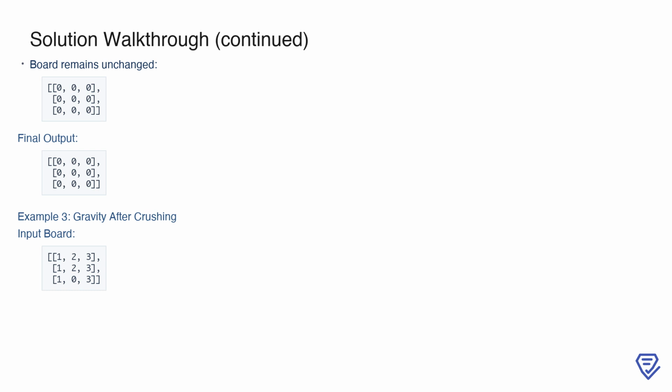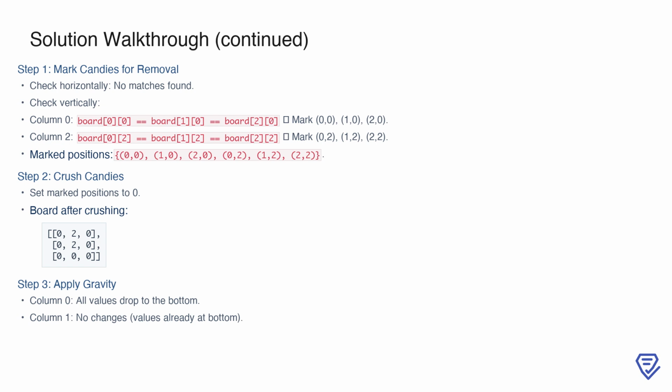Now, we move into a scenario that introduces gravity after crushing. In this new input board, while there are no horizontal matches, there are vertical matches in columns 0 and 2, which we will identify and crush in the upcoming steps. We start by scanning for candies to remove. Checking horizontally, we find no matches. Looking vertically, column 0 shows a match at positions (0,0), (1,0), and (2,0), so we mark these.